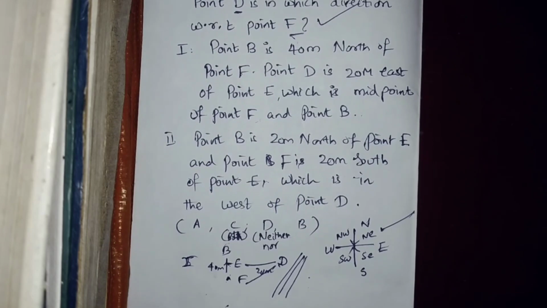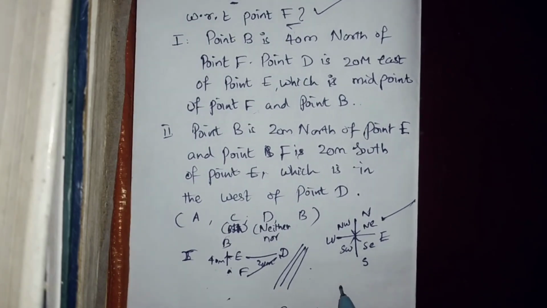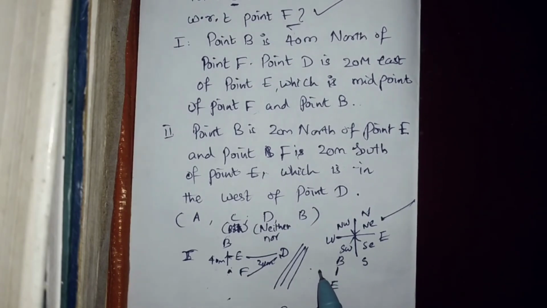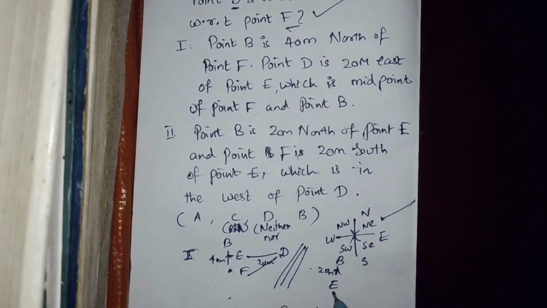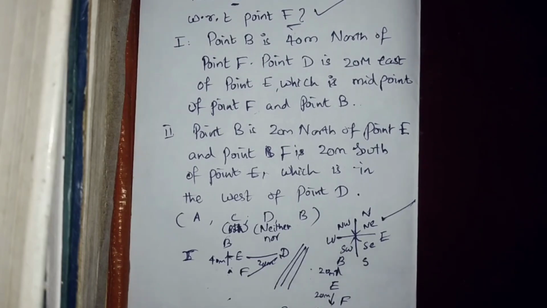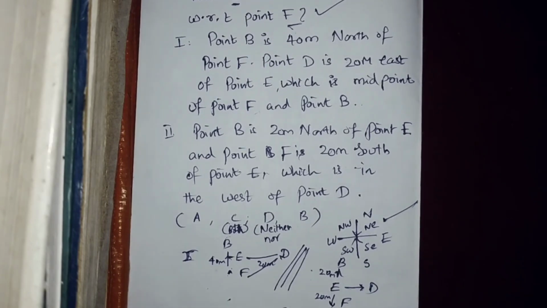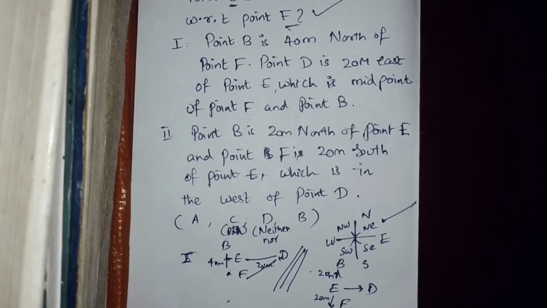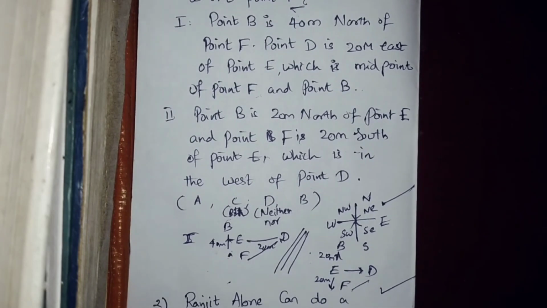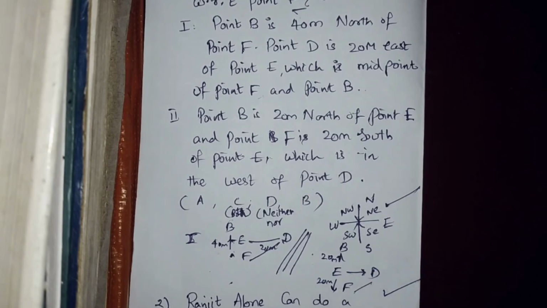Let us see using 2. Point B is 20 meters north of E, and point F is 20 meters south of E. E is in the west of D. Now can we tell the direction of D with respect to F? Yes. Using the second statement also, I am able to get the solution.